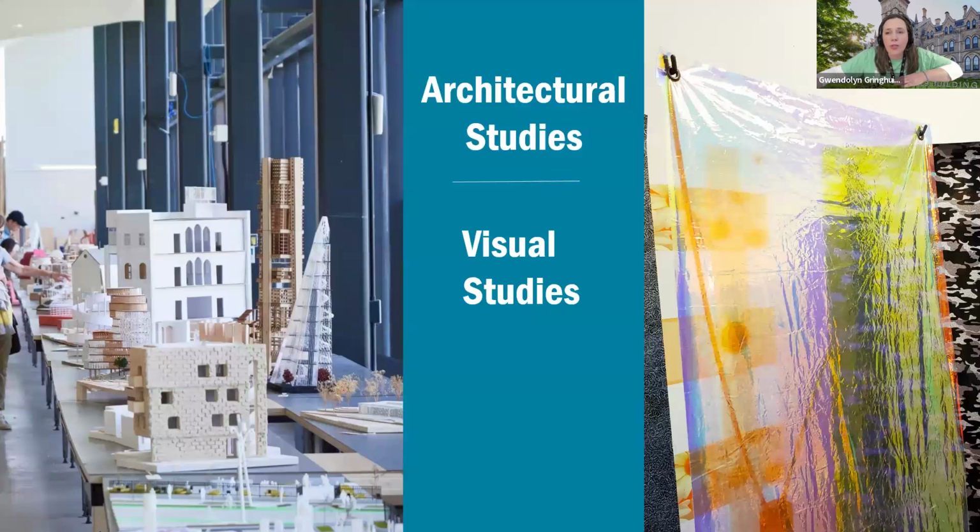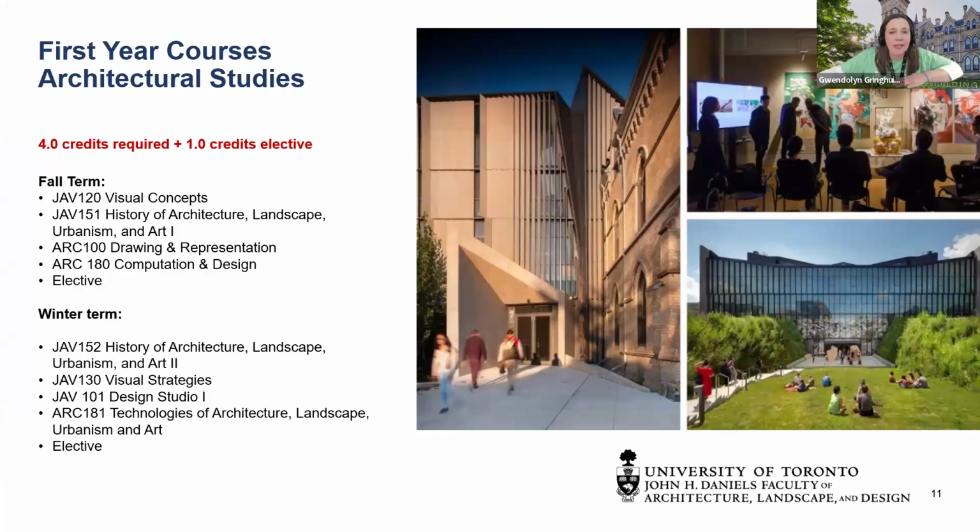In the Daniels faculty, we have two undergraduate programs, architectural studies as well as visual studies. I won't go into a lot of detail on these programs, and definitely feel free to ask questions of our experts who are here on the Zoom webinar today. For the first year courses in architectural studies, there are a number of required courses, and you can see that they're indicated here and broken down by the fall term and the winter term. Students have a little bit of choice in that they can choose one elective course in their first year, which allows students to explore a different subject area if they so desire.